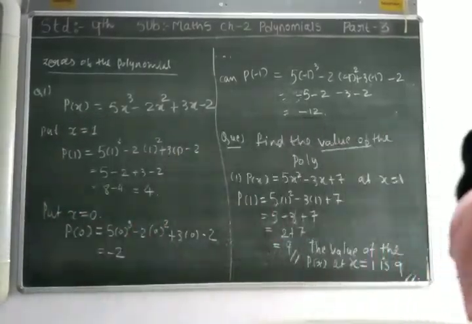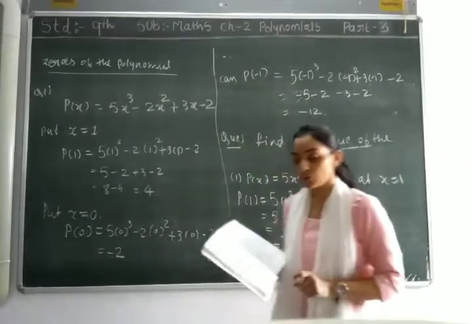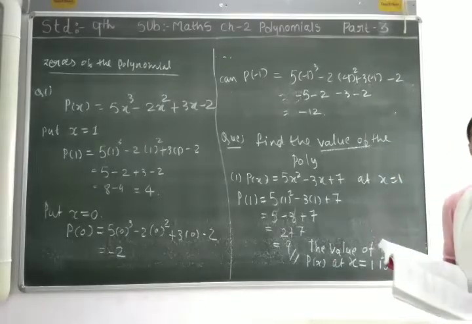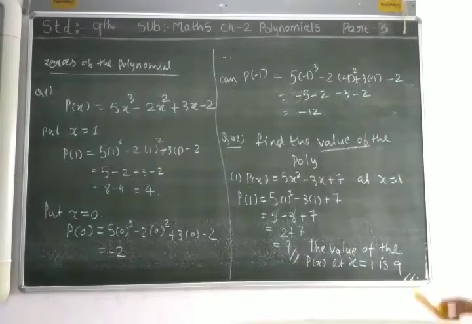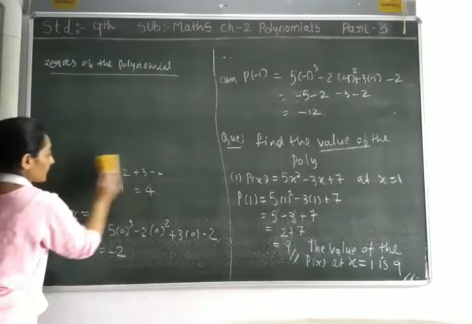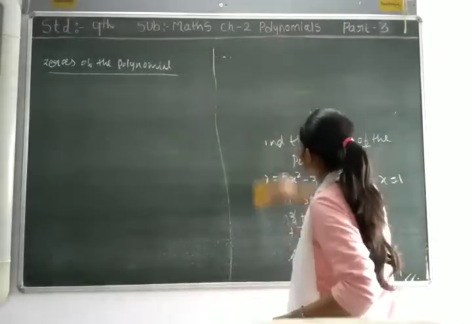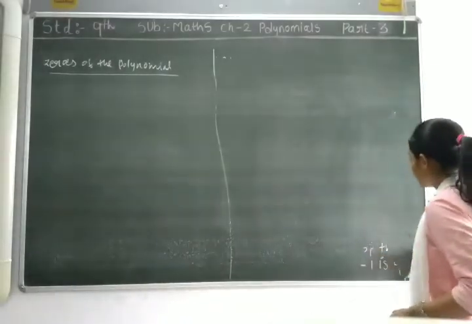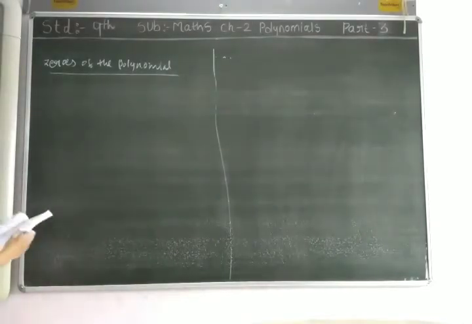Okay. Similarly, the rest of the questions were given on page number 32. You can try to solve and find the value of that polynomial without seeing the solution. Okay. Now move towards the next one.